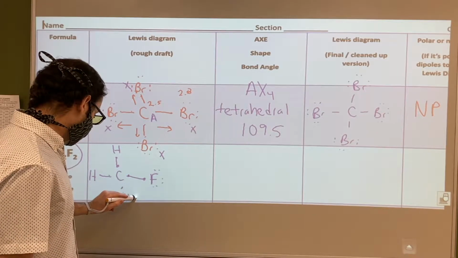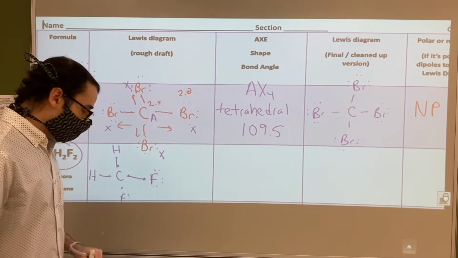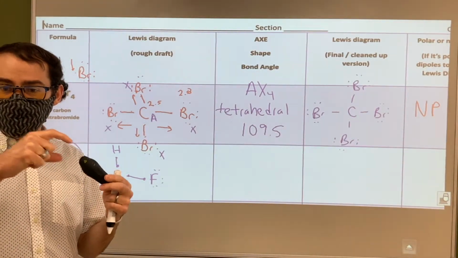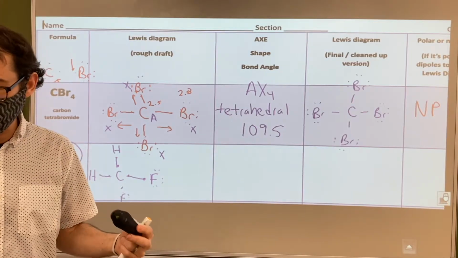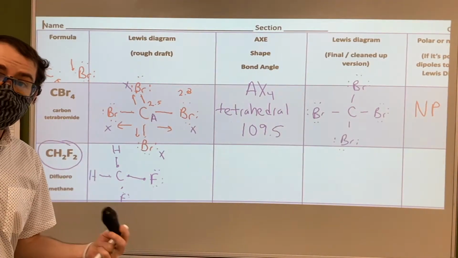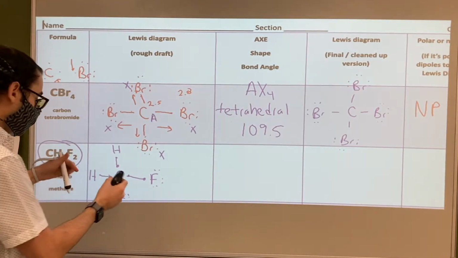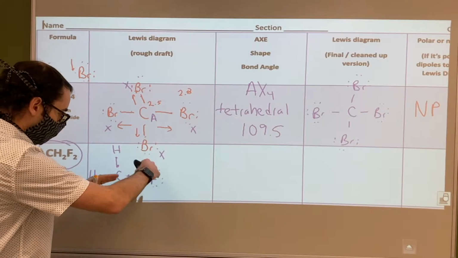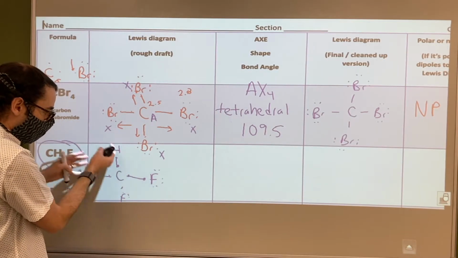Now you might be wondering why, which is great. Like, why is that? Why does that matter? If you always put them across from each other, they're always going to cancel out, right? And then that's not going to give us a true representation of whether or not this is polar. So we want to make sure that we arrange it this way so we can see, is there going to be a pull on one side or the other?